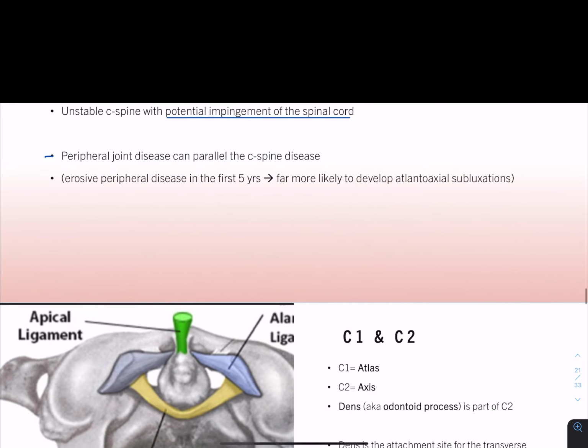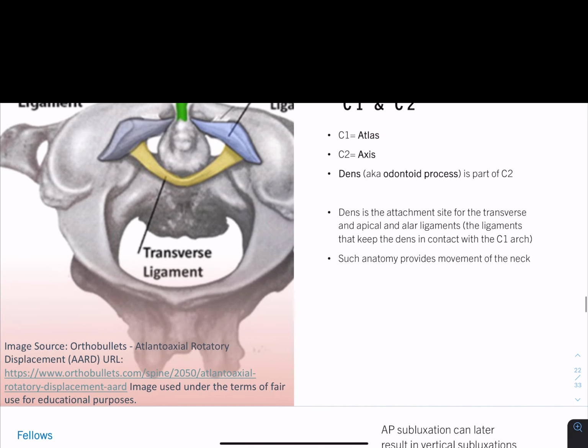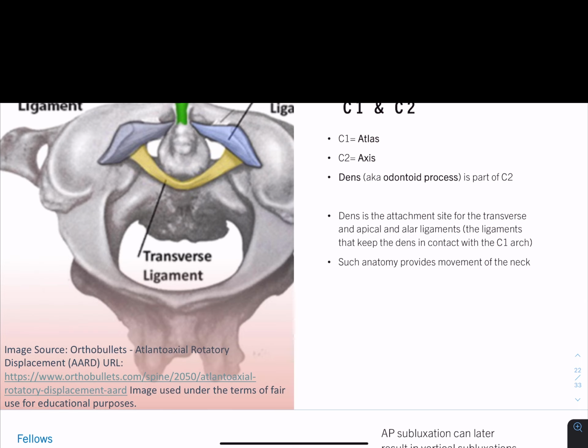Let's review the anatomy and the names also. C1 is called the atlas, C2 is called axis. Dens or odontoid process is part of C2. So the axis. And this is the protruding bone that sits against C1, which is a ring-shaped structure. Again, the dens or the odontoid process of C2 or axis fits against the inner circle of the C1 arch. In essence, the dens is a part of C2 that touches C1.